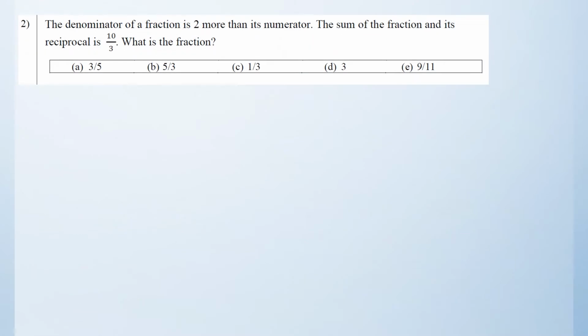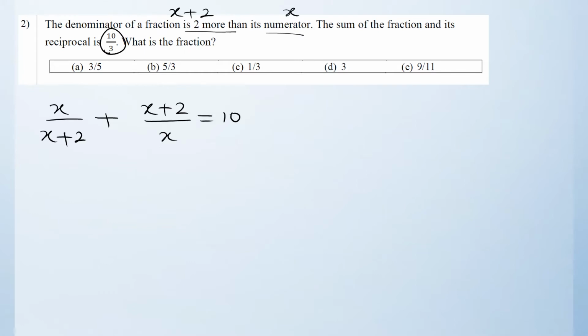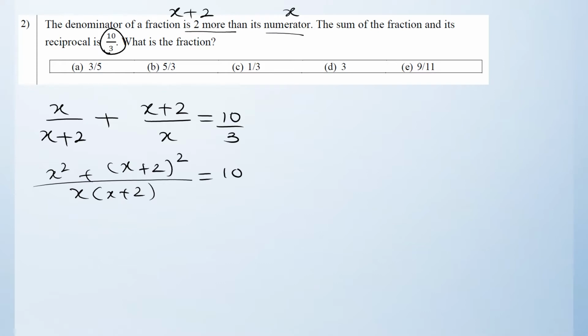Question number 2. The denominator of a fraction is 2 more than its numerator. So if the numerator is x, the denominator will be x plus 2. The sum of the fraction and its reciprocal is this. So the fraction is x over x plus 2 plus its reciprocal x plus 2 over x, equated to 10 by 3. By taking the common denominator, we have x squared plus (x plus 2) squared over x(x plus 2) equals 10 over 3. So we can simplify this for x by cross multiplication.